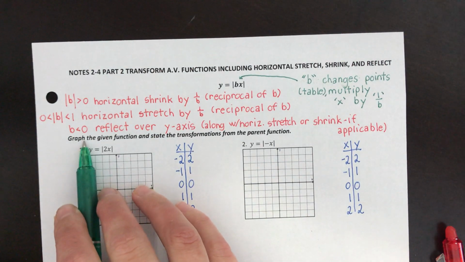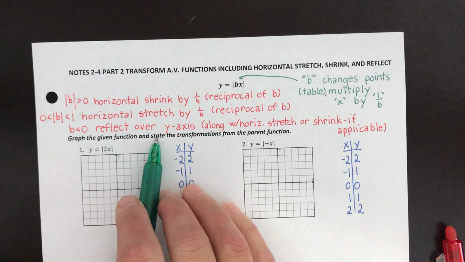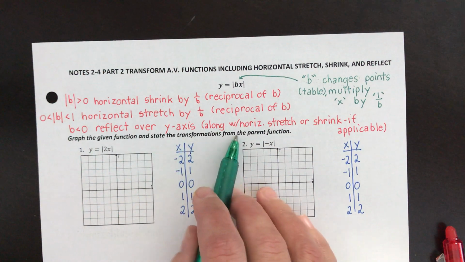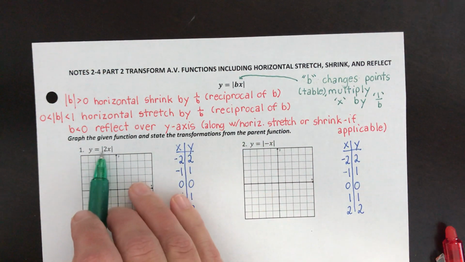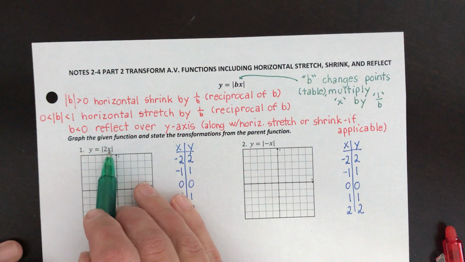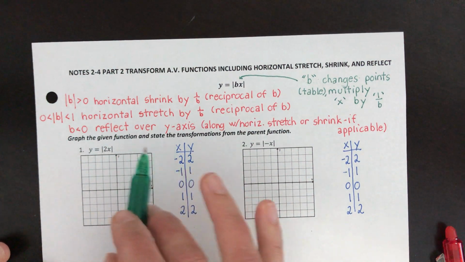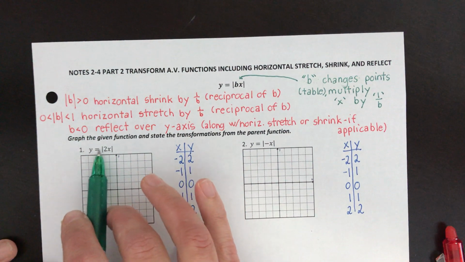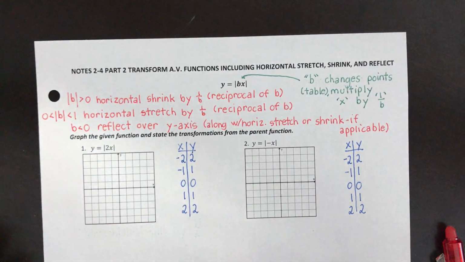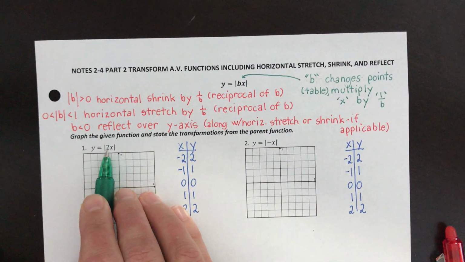So number 1, graph the given function and state the transformations from the parent function. So again, I don't have any A, C, or D. I just have a B value here. Okay, so no left or right shift, no up and down shift, and no vertical stretch, shrink, or reflect. All I have is the B. So what does that B value do?